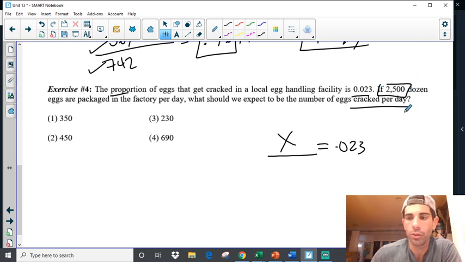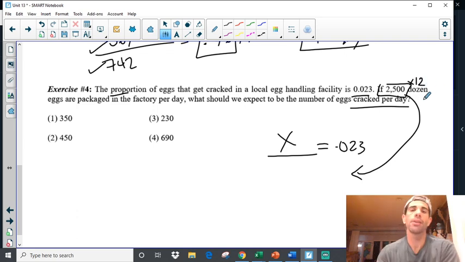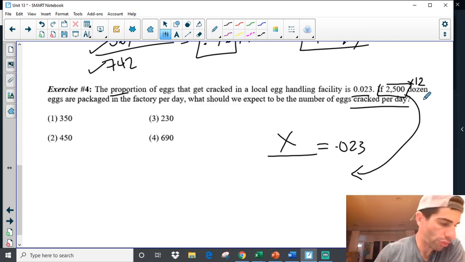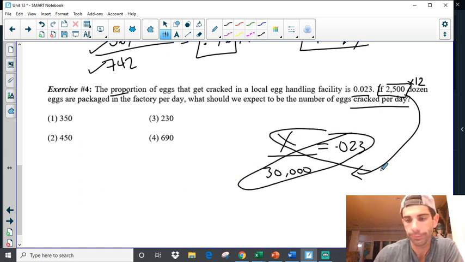Now, you'd be quick to throw 2,500 in here as your total, but it didn't say that it was 2,500 eggs. It said it was 2,500 dozen eggs. So a dozen has 12, so you'd have to multiply 2,500 times 12. And that is going to be 30,000. Okay, cross multiply, and you're going to get 690.